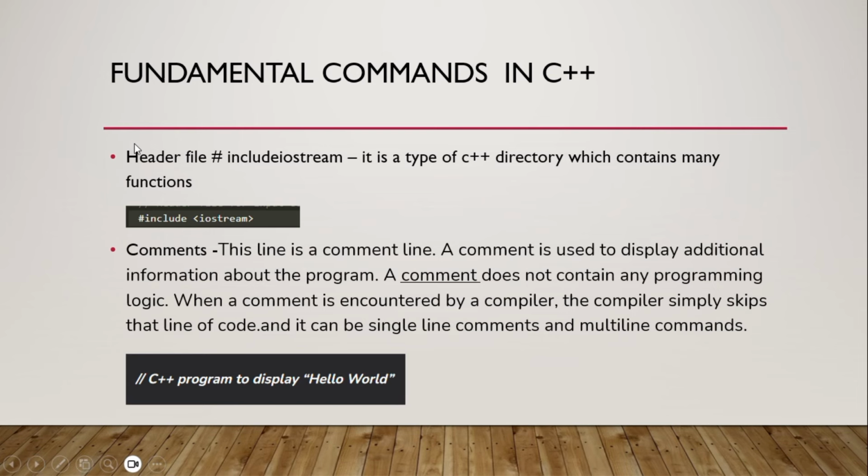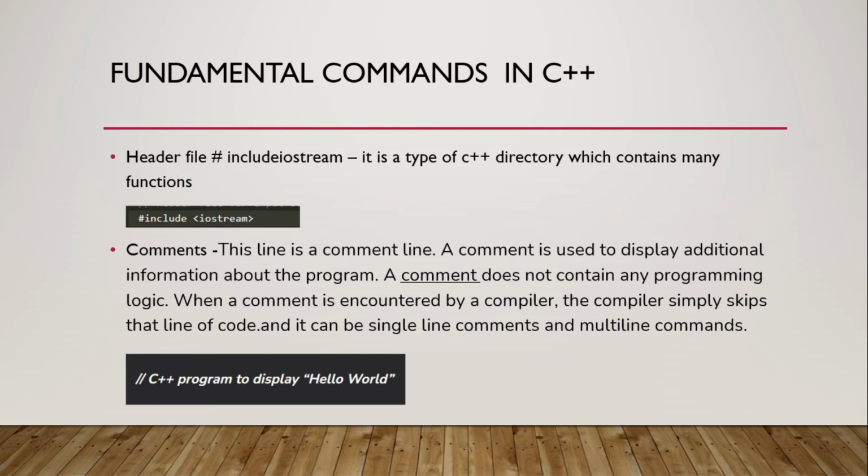Now, one by one, I will cover the things which are mentioned in the previous slide. That is the header file. #include <iostream> is a header file. It is a type of C++ library which contains functions. Basically, the input and output functions which we use in the program are included in this #include <iostream>.